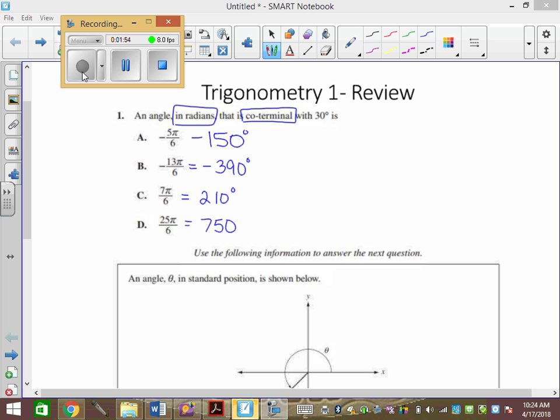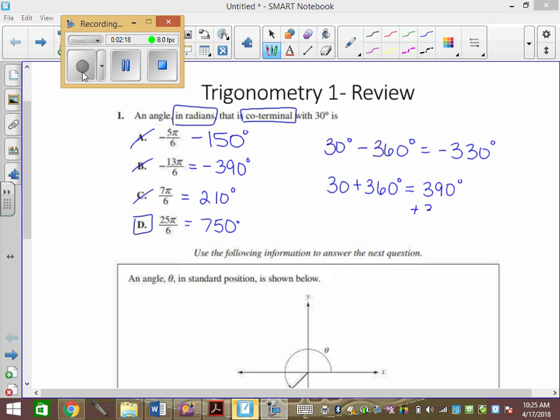How much? 750. Okay, so if we take 30 and we subtract 360, we get negative 330. No. Okay, then we go the other way. 30 and we add 360. What do we get? 390. So no. So it's going to be this one. But let's add another 360. 750.